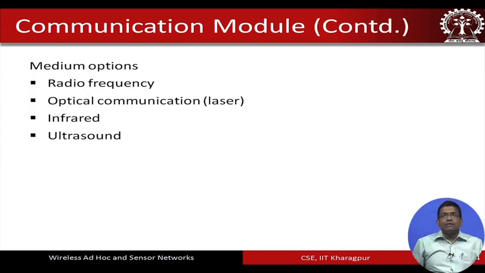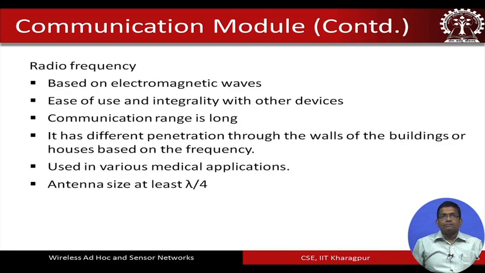There are different mediums that can be used. Radio frequency, RF medium can be used for communication, even optical communication could also be used, then infrared could be used, ultrasound could be used. All of these are different types of wireless medium that could be used for communication between the different nodes in a wireless sensor network. I am not going to go through these in detail, but this is there for you to go through if you do not have a basic understanding about the different features of these media.